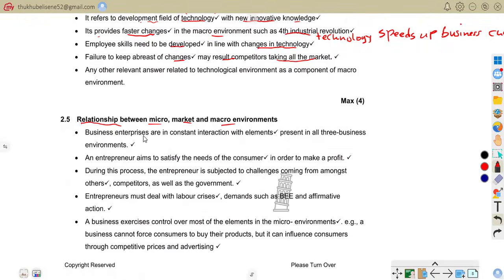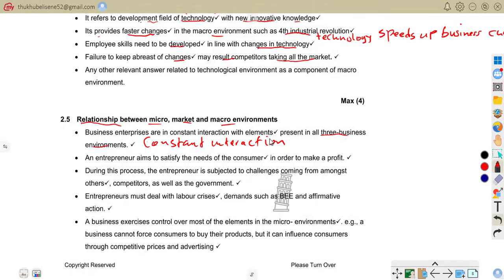As it is, business enterprises are in constant interaction with elements present in all three business environments. So what we are trying to say is that businesses interact with all environments daily. For example, business dealing with customers and government laws.